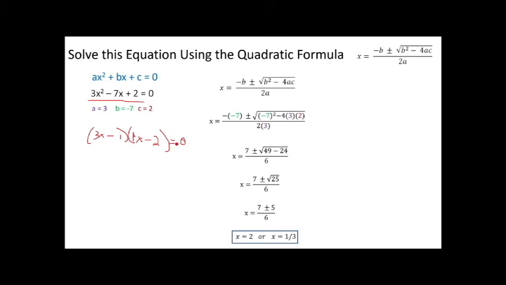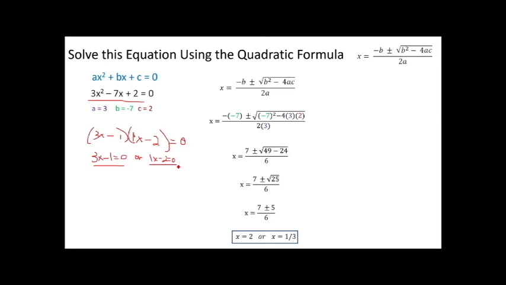And of course, the zero product property says in order for that to be true, one of these has to be a 0. So either 3x minus 1 is a 0, or 1x minus 2 is a 0. And if we took the time to actually solve those, this left one would come out as 1/3, and this one would come out as positive 2. So there are multiple methods that you could use to solve this one. It's just a question if you want to take the time to try and factor that or not.